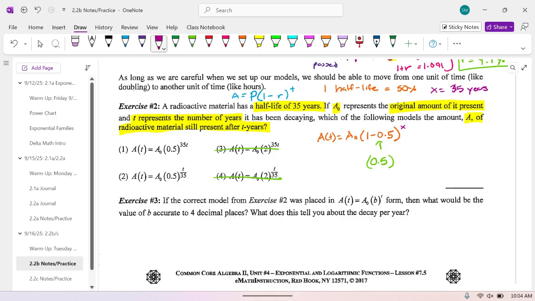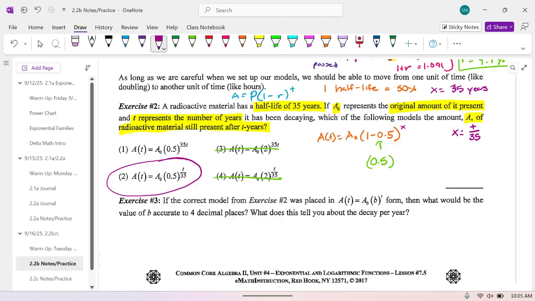So if it takes 35 years for the whole half-life to complete, that means that if we wanted to figure out in a certain number of years that are less than 35, we would have to divide it by 35 to figure out how much of the half-life actually completed. All right? So that means that we would replace x with t over 35. So if we do, we would get this.